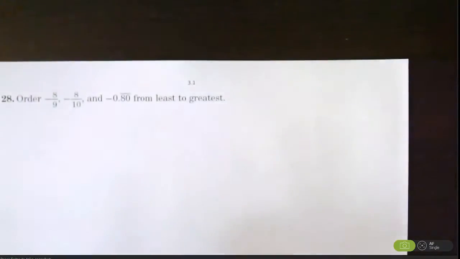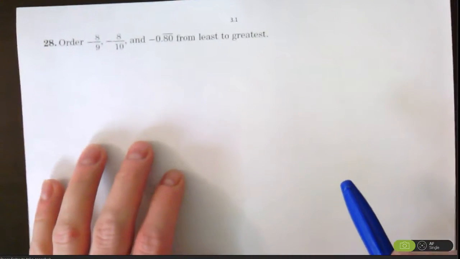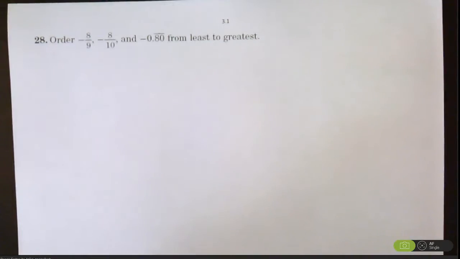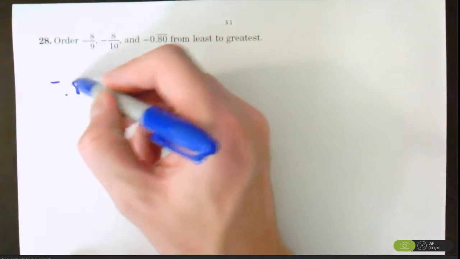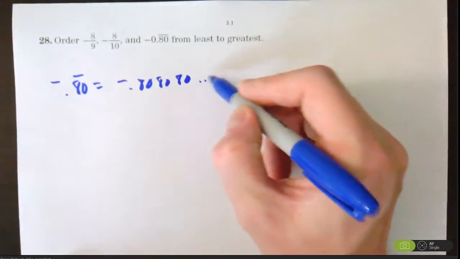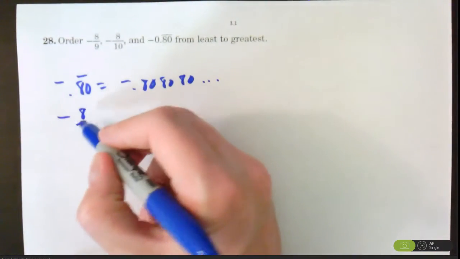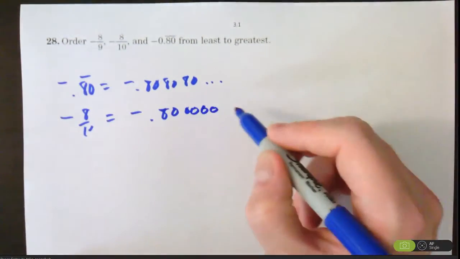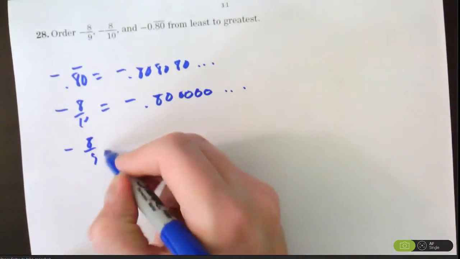Next thing we need to do is to order these numbers from least to greatest. Same exact idea, but I'm going to shortcut things a little bit. I know that negative 0.80 with the bar over it is negative 0.808080, and so on. I know negative 8/10 is negative 0.8000000, going on with zeros forever. And I know negative 8/9 is negative 0.88888, and so on.